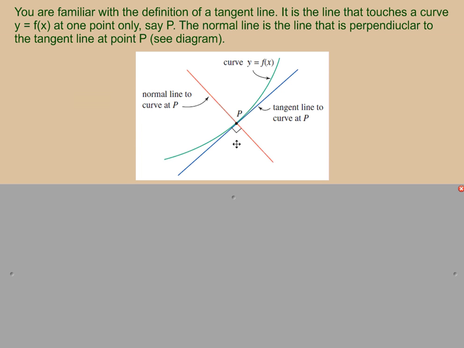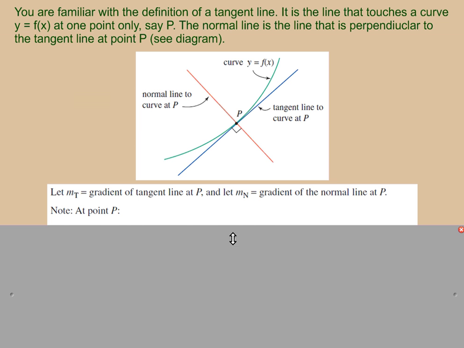So if we take P as being our point where the tangent touches the curve, then the normal is drawn at right angles to the tangent, shown by the square there. And we know from year 10 maths that the product of the gradient of the tangent and the gradient of the normal is equal to -1.